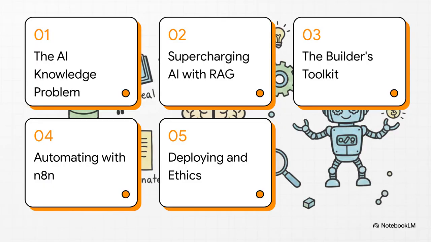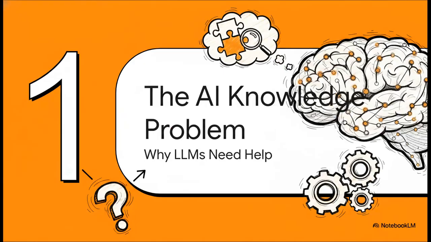So here's the game plan. First, we'll break down the core problem. Then, we'll talk about the key solution, which is called RAG. After that, we'll get into the actual toolkit you need to build these things. From there, we'll see how to automate it, and we'll wrap up with the super important stuff, deployment and our responsibilities as builders.